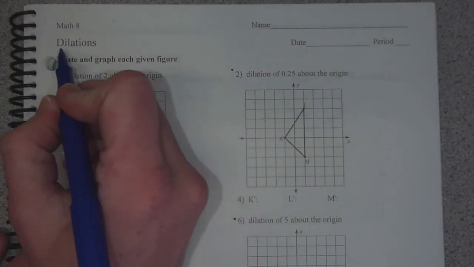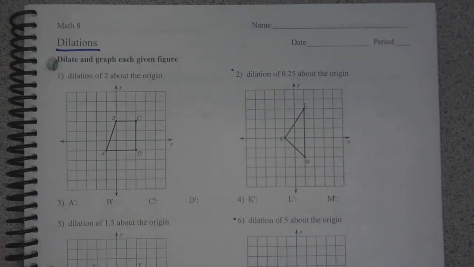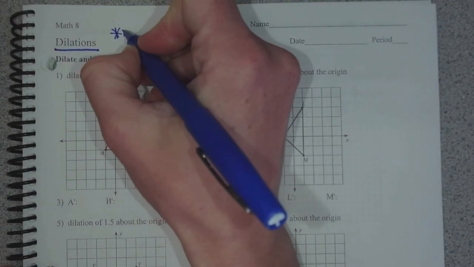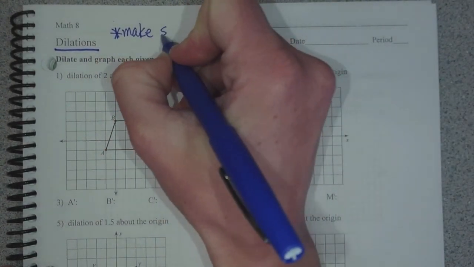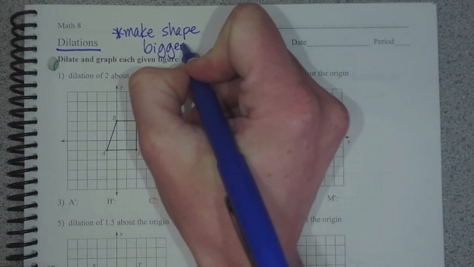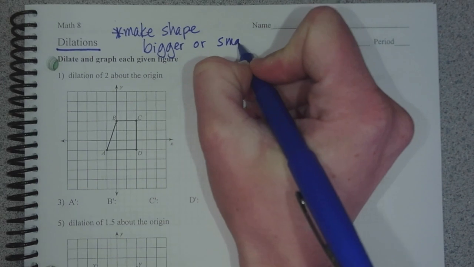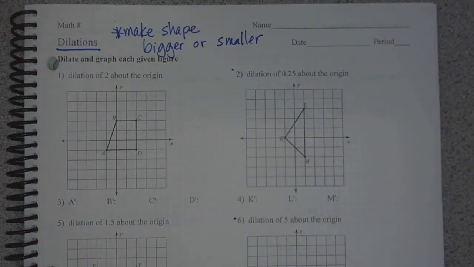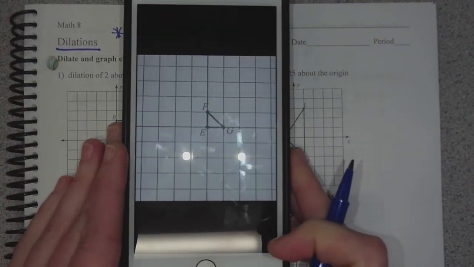Today we're going to be talking about dilations. Now dilations are transformations that either make the shape bigger or smaller. They don't change anything else about the shape. So just so you can see that, I have this cute little triangle on my phone.